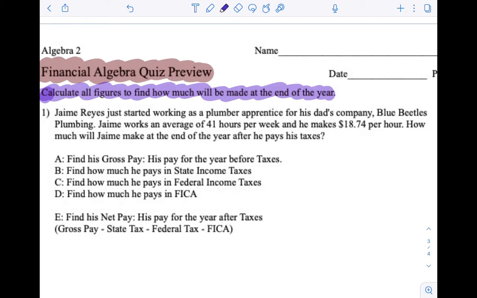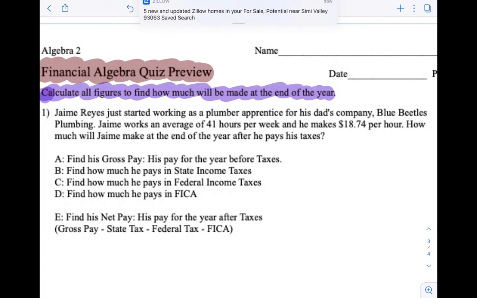Okay? So let's read the prompt first. Number 1. It says, Jaime Reyes just started working as a plumber apprentice for his dad's company, Blue Beetles Plumbing. Jaime works an average of 41 hours per week, and he makes $18.74 per hour. How much will Jaime make at the end of the year after he pays his taxes? So how much is he going to make total?